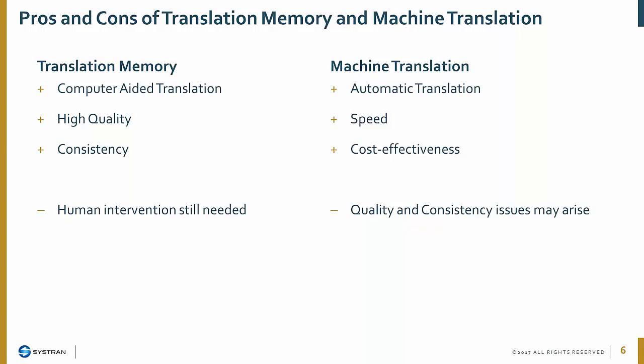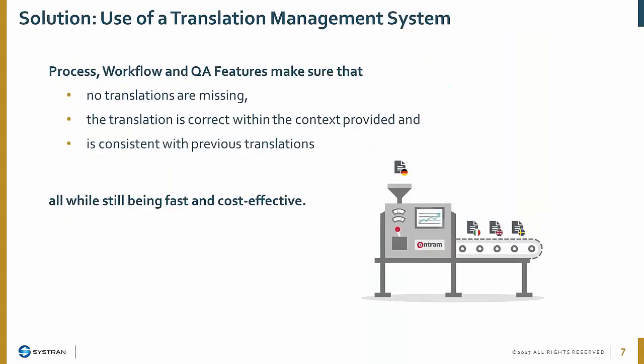For the machine translation, as I said, this is an automatic translation, so that means, of course, we are a lot faster. So speed is really one of the key advantages there, and of course, time is money. So if you're translating faster, that also means that we have cost effectiveness there. But of course, quality and consistency issues may arise. So there are possibilities to circumvent that. Loïc will talk about that, but this has to be kept in mind. So a possible solution that I am going to present to you today is the use of a translation management system like ONTRAM.